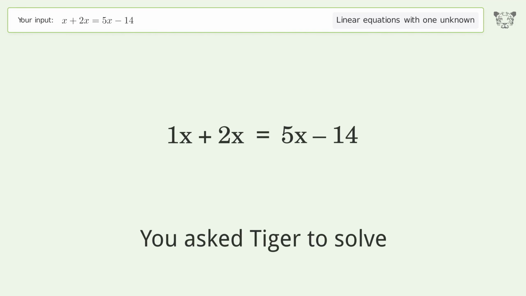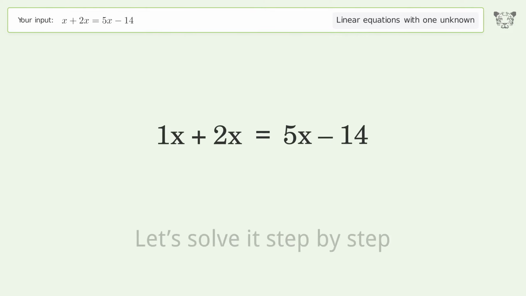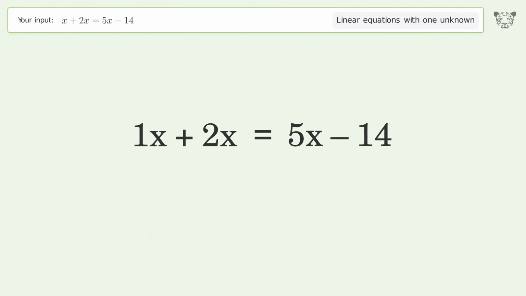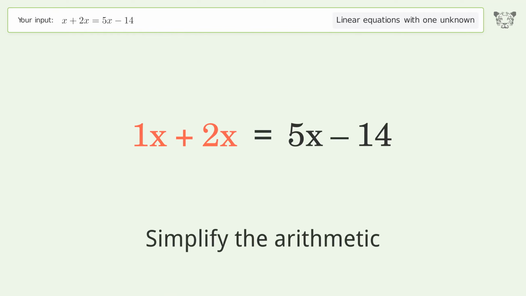You ask Tiger to solve. This deals with linear equations with one unknown. The final result is x equals 7. Let's solve it step by step. Simplify the expression. Simplify the arithmetic.